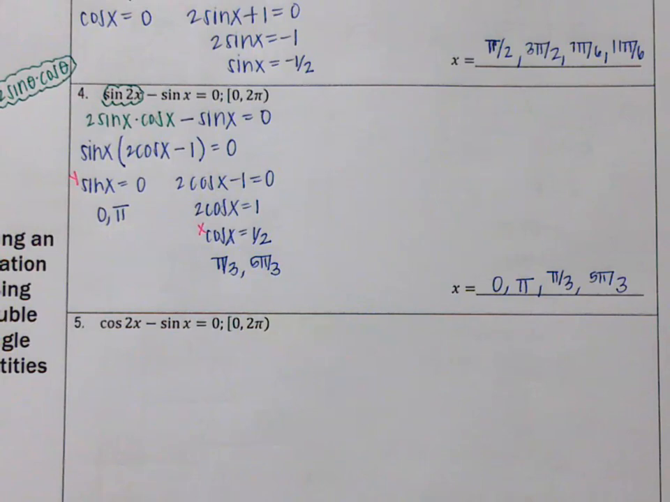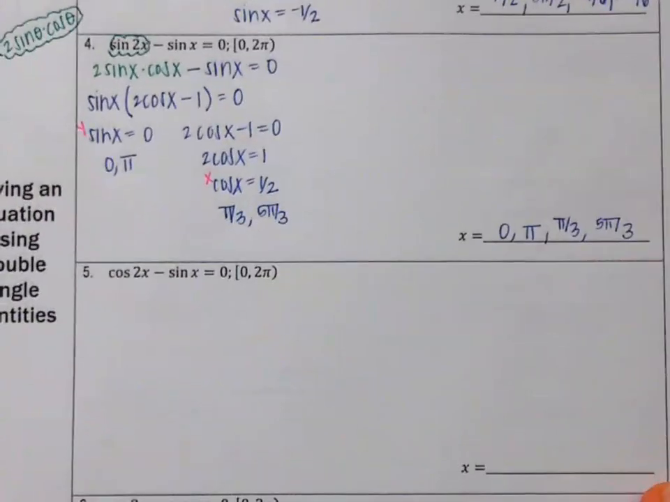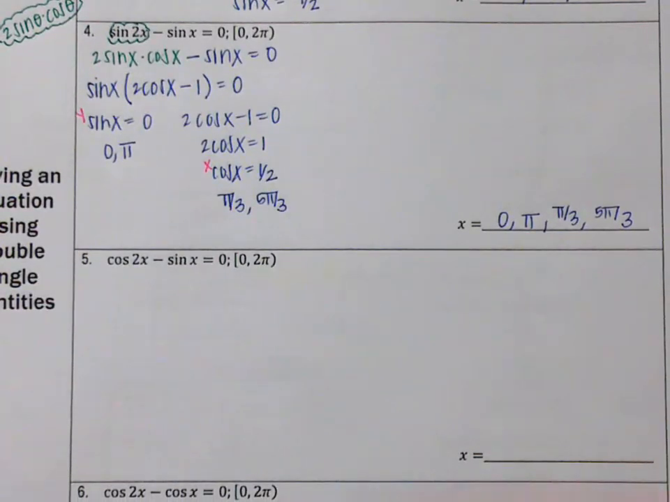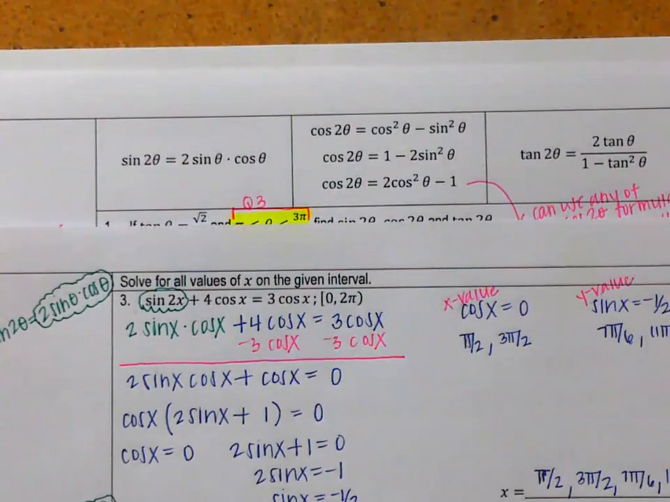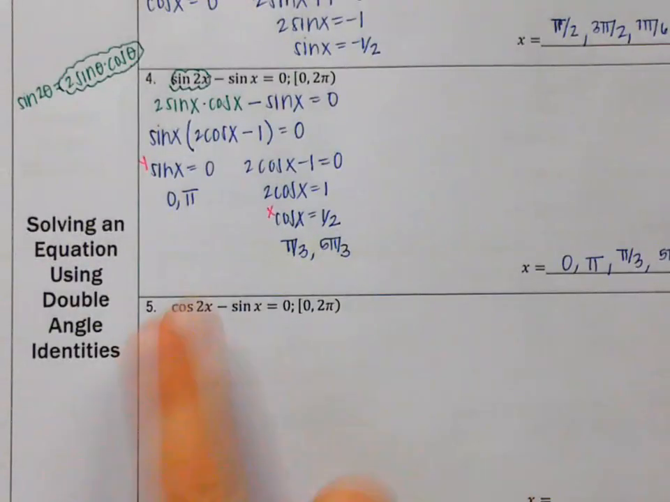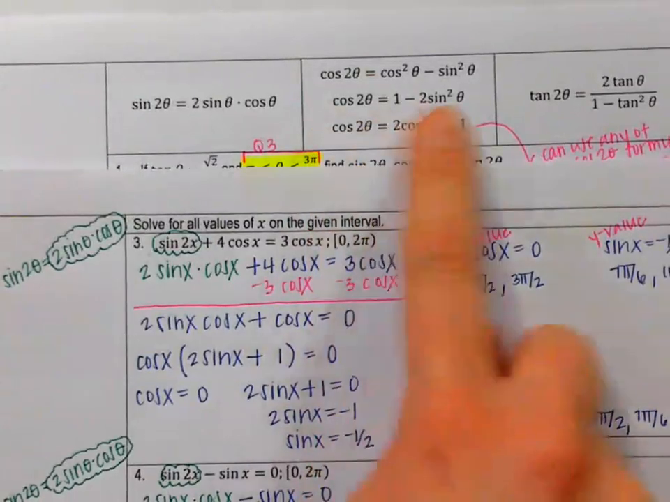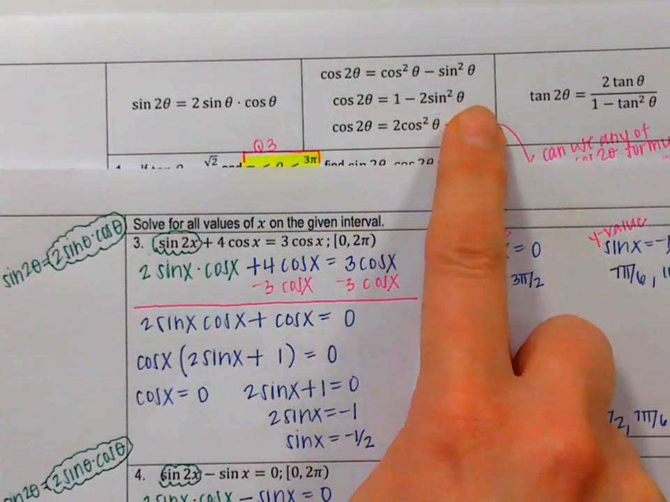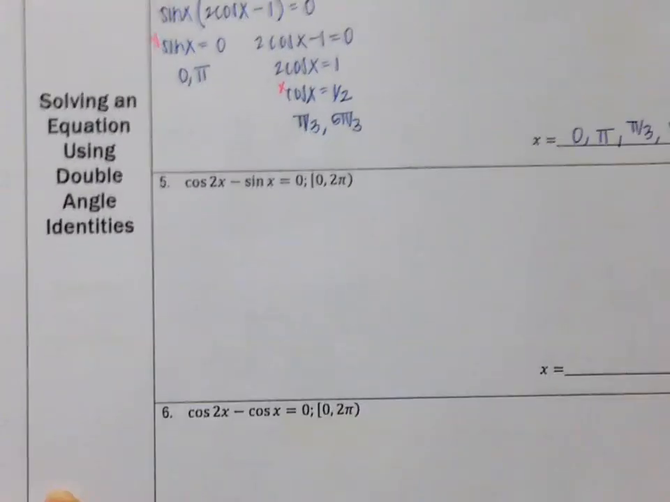We are almost done. Okay, so with 5, we have cosine 2x minus sine x. Now, if you guys recall, looking at all of our cosine formulas, we have a bunch of cosine formulas. So the trick here is to figure out which one to pick. So I look at my equation and I think, okay, so the one that's singular is sine x. So what I'm going to use is the one that only has sine in it. So I'm going to use, in this case, cosine 2 theta equals 1 minus 2 sine squared theta. So I'm just going to write that on the side here.